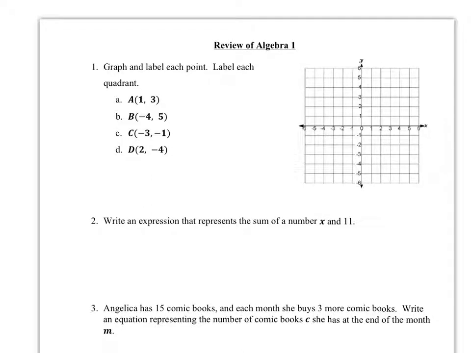Hi ladies and gentlemen, we're going to be working on a little bit more review of our Algebra 1 skills and maybe some pre-algebra skills as well. What I'm going to do is lead you through part A, 1A, and then I'd like for you to graph and label points B, C, and D, and then label the quadrants.